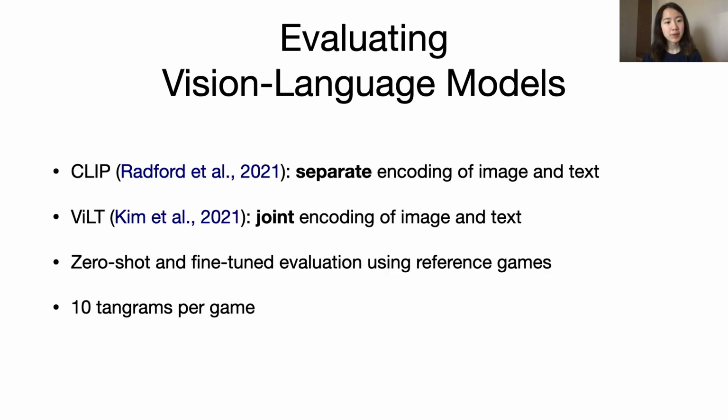For our experiment, we used 2 models, CLIP and ViLD. CLIP is based on separate encoding of image and text, while ViLD is trained with joint encoding of image and text. Both models have pre-training objectives that are well fitted to perform reference games out of the box. We did zero-shot evaluation with pre-trained weights out of the box, and we evaluated fine-tuned models trained on a subset of our data. We used reference games with 10 tangrams per game.